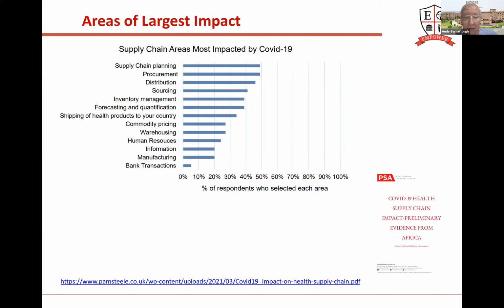Well, here's a published report from Pam Steele. Links on the screen. You see the areas are supply chain planning and procurement. That's where COVID's had the biggest impact, around procurement. And I want to suggest we try and lever that impact to our advantage.